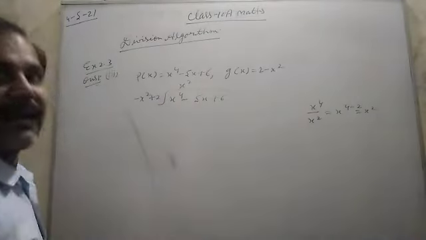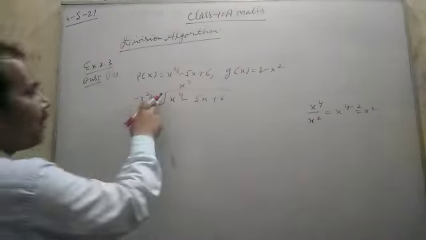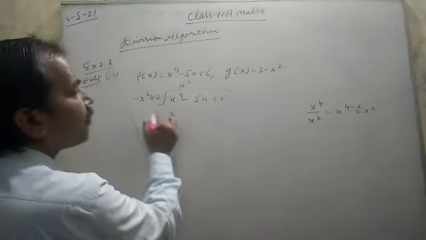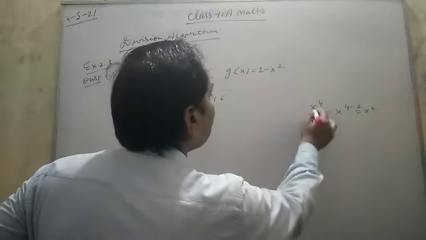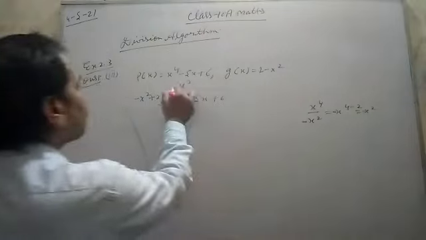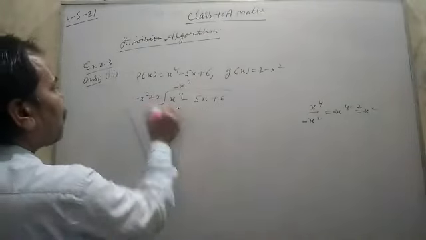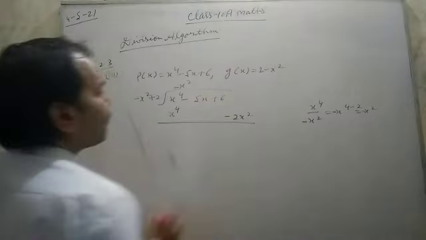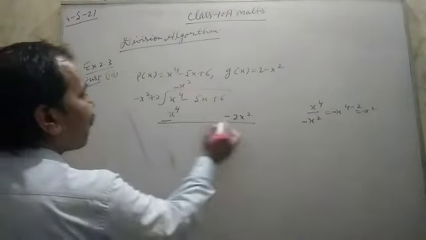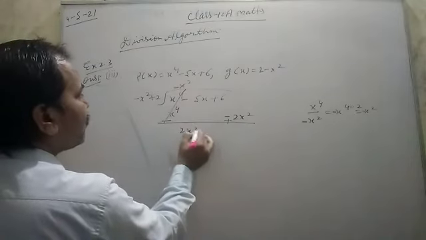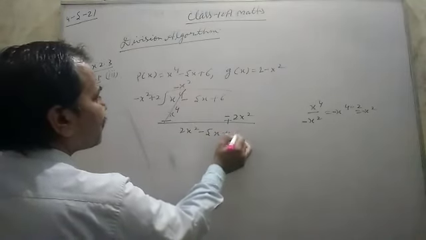So multiply by x square in all terms of the divisor. This is minus, so minus will be here: minus x square. Okay. So x power 4 minus 2x square, not matching, so write separately. Okay. This cancels. So this 2x square minus 5x plus 6.